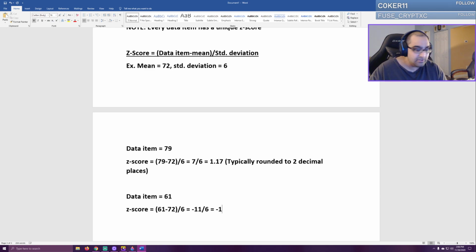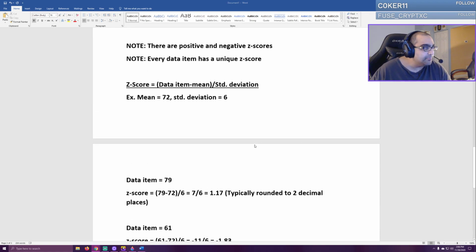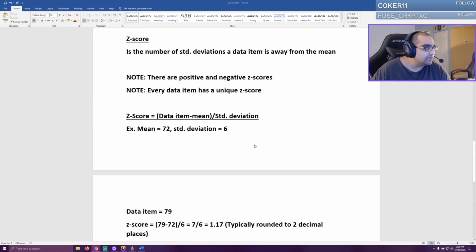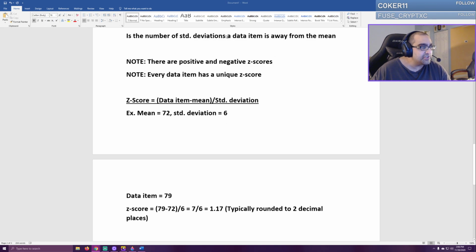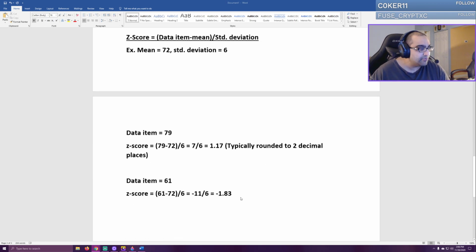So again, you can get a negative value here. So you get minus 1.83 is going to be your answer. Again, the z-score here, let's not forget, is the number of standard deviations the data item is away from the mean. So 61 here would be minus 1.83 standard deviations away from the mean. And there we go.